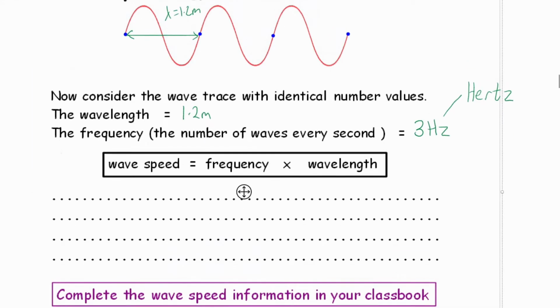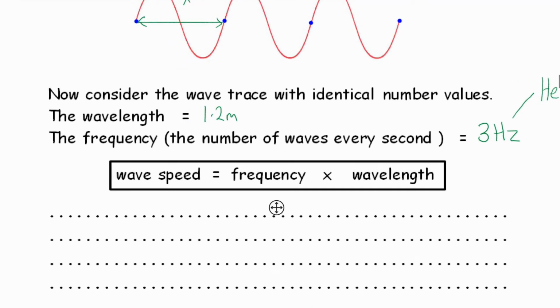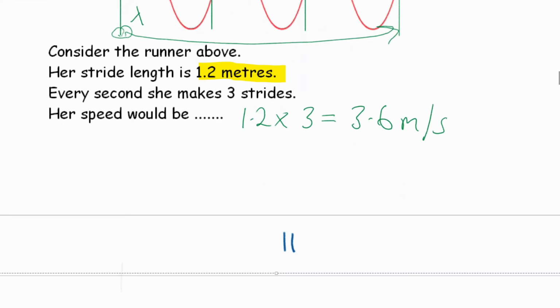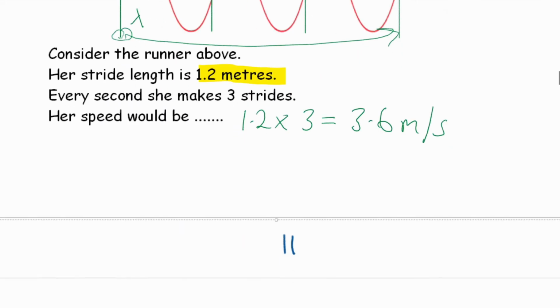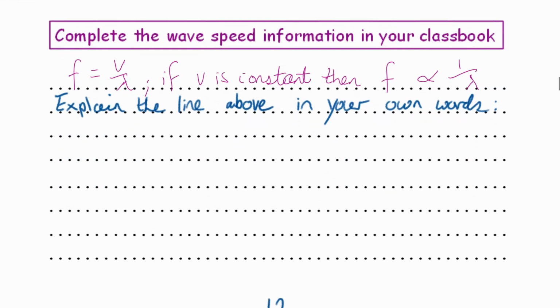So if we wanted to work out the wave speed this way, we write down the equation and we put in the values. Equation, numbers, answer, and units. So that's going to be 3.6 metres per second. Compare and contrast. We're working out the speed of the wave 2 different ways. There we go.